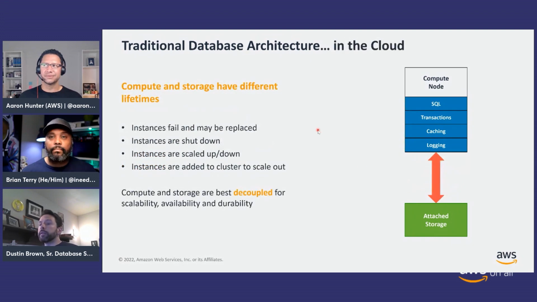Compute and storage have different lifetimes, of course. Instances fail and may be replaced. Instances are shut down. Instances are scaled up and down. Instances are added to the cluster to scale out. Compute and storage are best decoupled for scalability, availability, and durability.